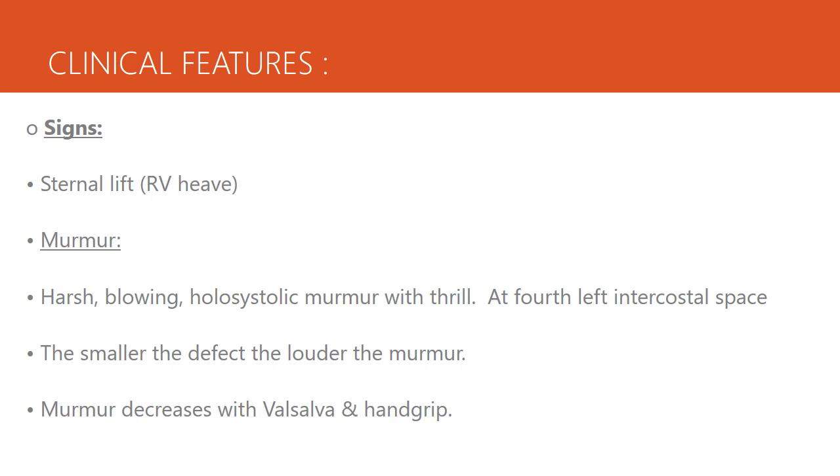This increased blood flow and pressure in the right ventricle leads to hypertrophy or enlargement of the right ventricular muscle. This hypertrophy causes the right ventricle to contract more forcefully to pump the increased volume of blood into the pulmonary artery and lungs. The forceful contraction of the right ventricle creates more prominent pulsation that can be felt or seen as sternal heave, and you can also hear a harsh blowing holosystolic murmur with thrill at the fourth left intercostal space. The smaller the defect, the louder the murmur.